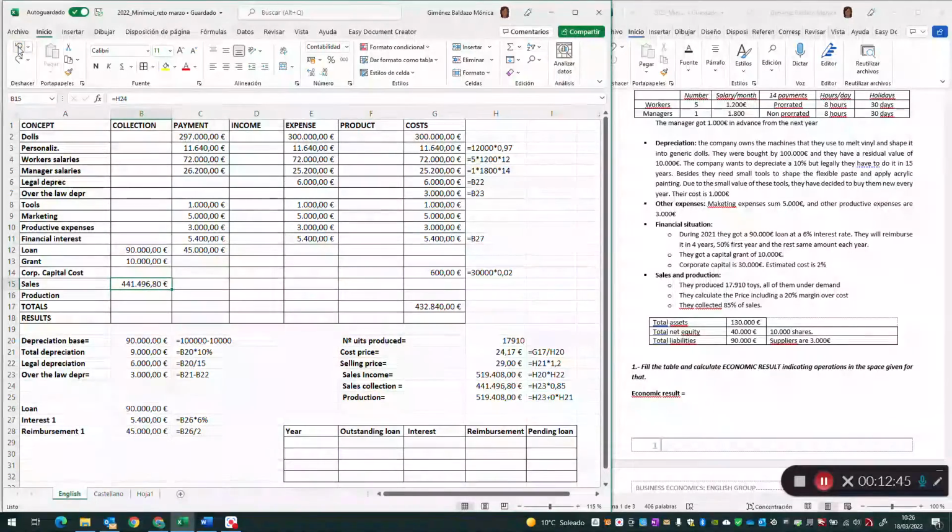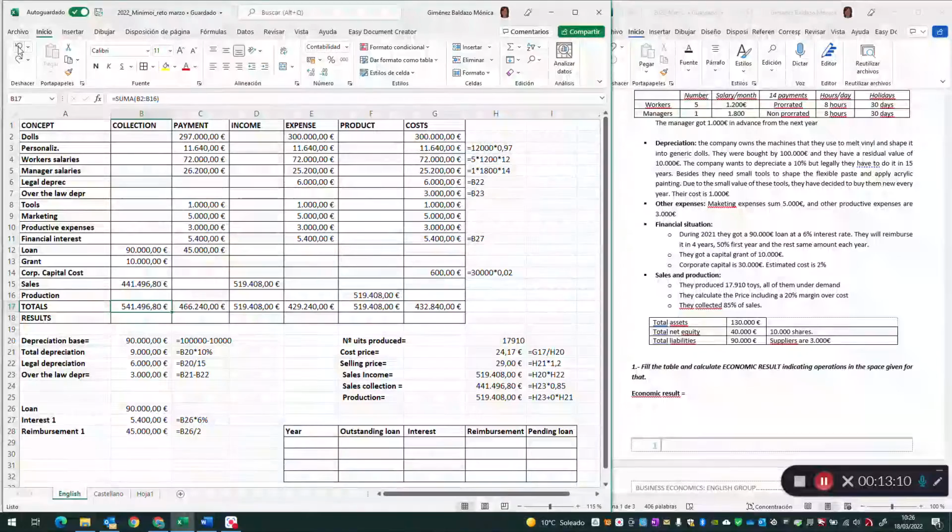So we have the collections, which we are going to write under collections in the line of the sales incomes, which go in the column income in the row sales, and then we have the production, which goes in the column product in the row production. Once we have this, we can add all the totals of all the columns. And now we're ready to calculate all the results.